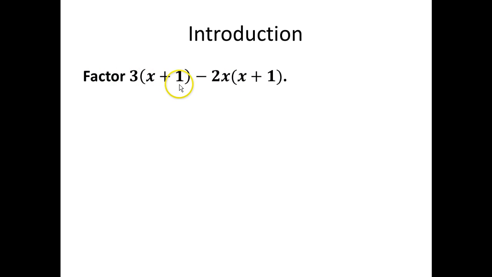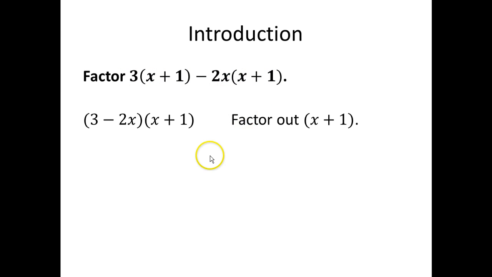Notice that this term has a factor of x plus 1, and this term has a factor of x plus 1. Since they both have a factor of x plus 1, I can factor that out. Okay, so I factor out x plus 1, and I'm left with, on the inside, 3 minus 2x.